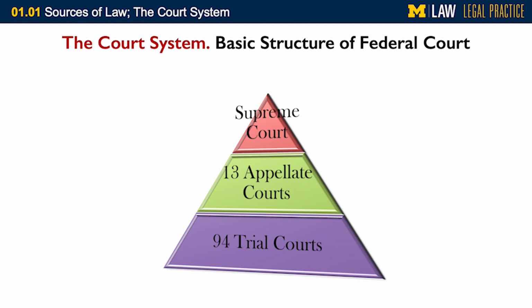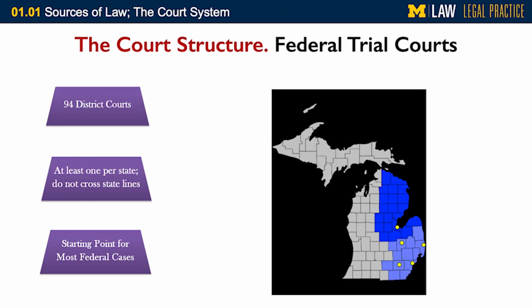Now let's look at the basic structure of the court system. Here, we're going to look at the federal court system because, while many states follow this structure, some do not. And we'll talk about some of those differences in a minute. The federal system has 3 layers: a single Supreme Court at the top, 13 intermediate-level appellate courts, and 94 trial courts. At the bottom of the structure are the trial courts, which are called district courts in the federal system. There's at least one district court in every state, and sometimes more. However, the district court boundaries never cross state lines.